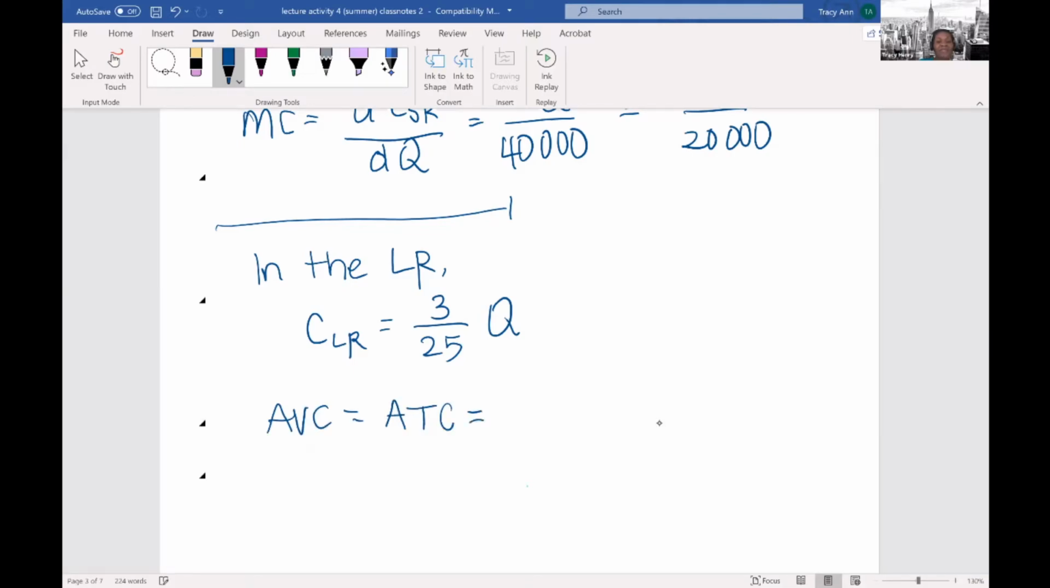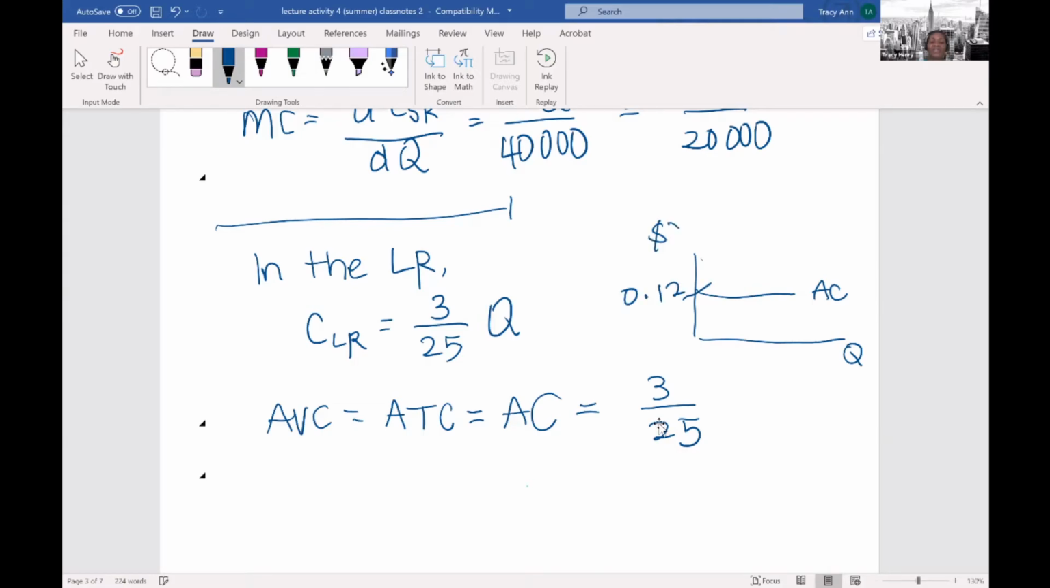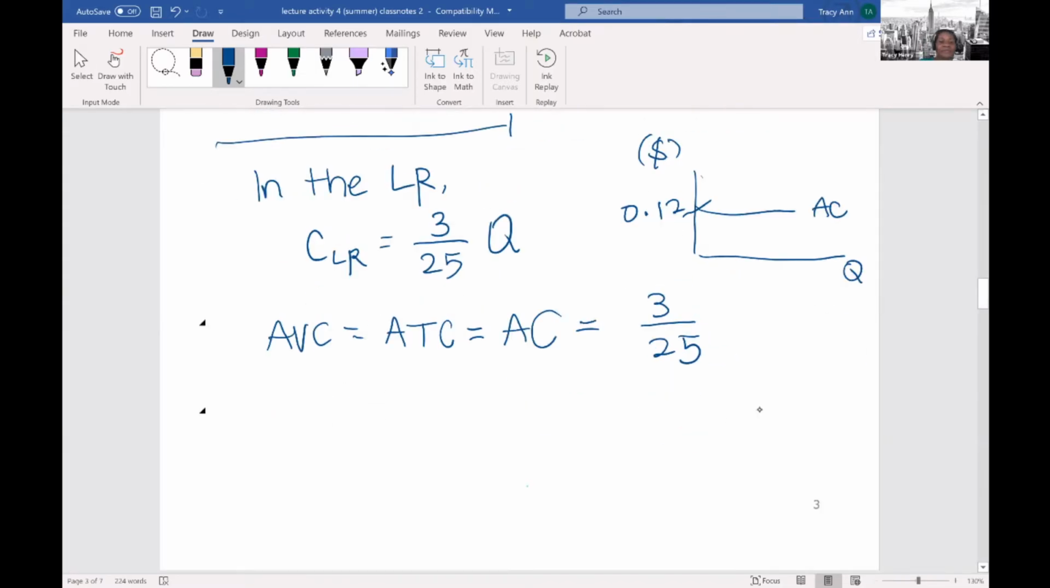And sometimes you'll see some textbooks calling it your average cost. All of these are going to be equal to 3 over 25 or 0.12. So these are constant, and that's a horizontal line. Essentially, this is what it looks like. This is your quantity. This is your average cost at this value, 0.12, and this is a dollar amount. So it costs this firm 12 cents on average in the long run to produce the good that it is producing. Also, the marginal cost is equal to 3 over 25 as well.